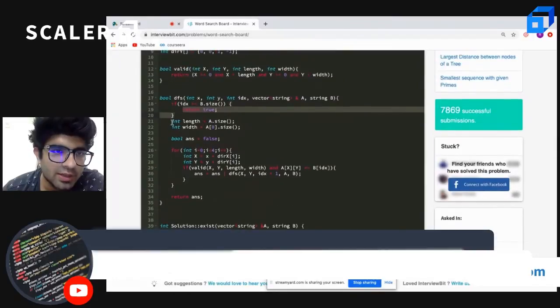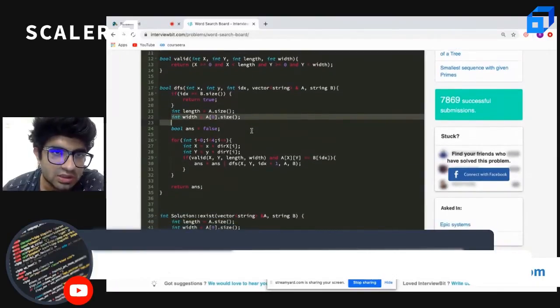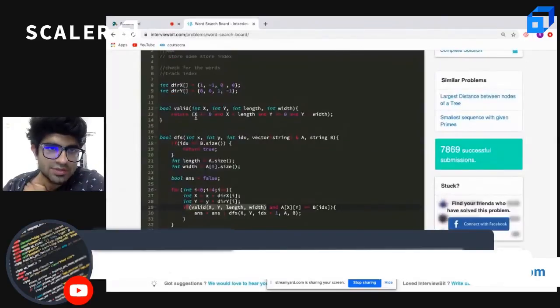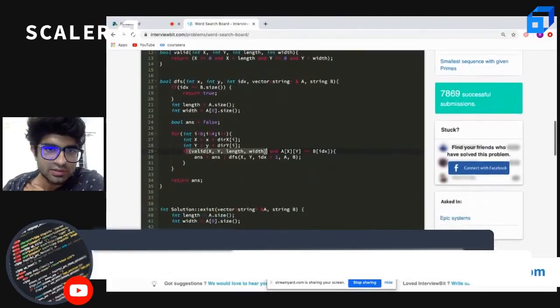That is good. Now I need to first figure out the length and then the width, which is equal to a0.size. That is cool. Now I am exploring all the directions, and with each possible direction I am checking whether this is valid or not. For the validity, I am checking it should be greater than or equal to 0 and less than length, x less than n, y greater than or equal to 0, and less than width. That is correct.